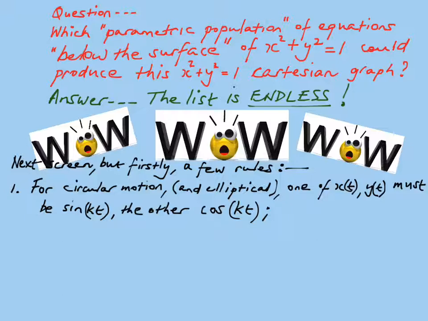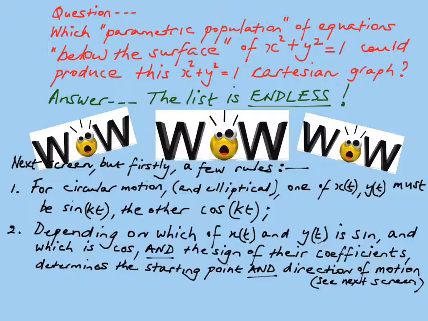That's the first thing. Now, second thing is, depending on which of the x or the y is sine, and which is cos, and on the sign of the coefficients of those sine and cos terms, that information determines both the starting point and the direction of motion. And I'm going to reveal all that direction of motion stuff and starting point in the next screen. It's a mind boggler. But that's what I'm saying, okay?